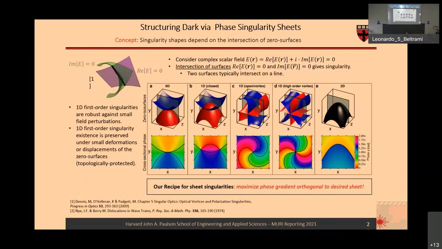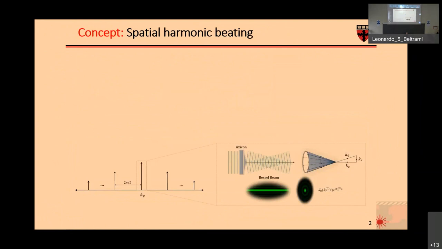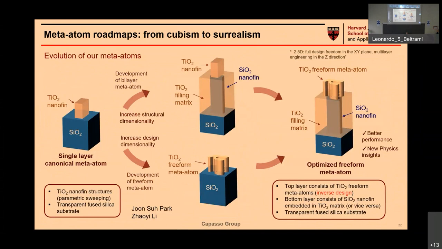But here, that's why I probably flashed it too fast. What we are trying to do here is optimize these free-form meta-atoms. Here you have different geometries, but while this is standard geometry, this is complex geometry. This is free form, right? And so this bilayer, this on top of this, is actually one of the elements we are going to use.